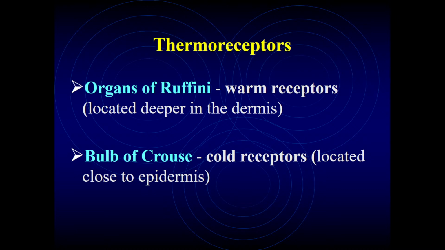They are located deeper in the dermis. Bulbs of Krause are cold receptors. They are located close to the epidermis. There are more cold receptors than heat receptors. Cold receptors are located more superficially than heat receptors. Most thermoreceptors are found in the skin of the face and neck.